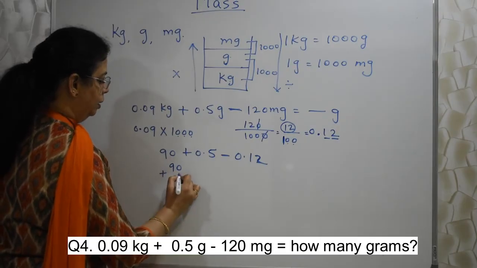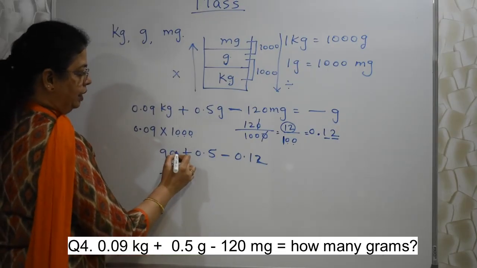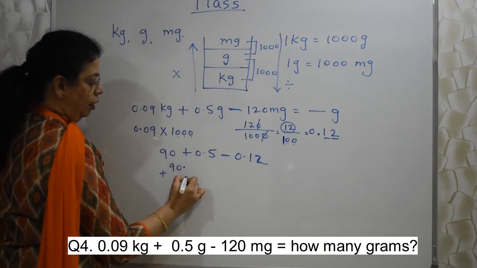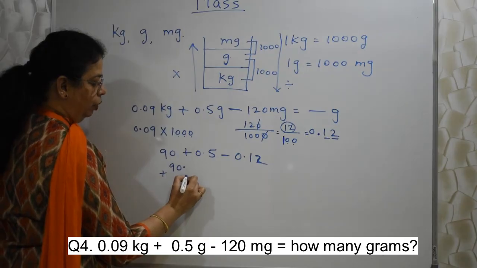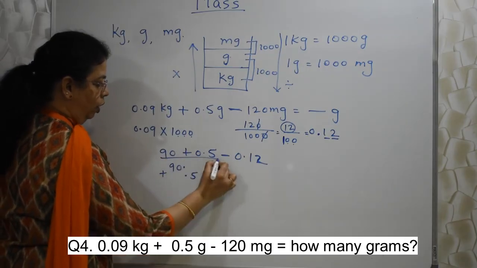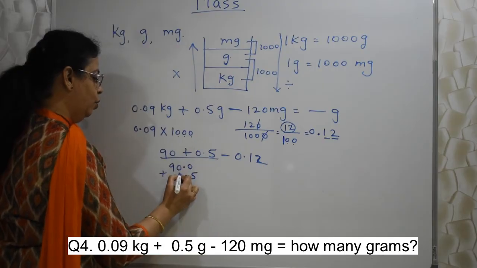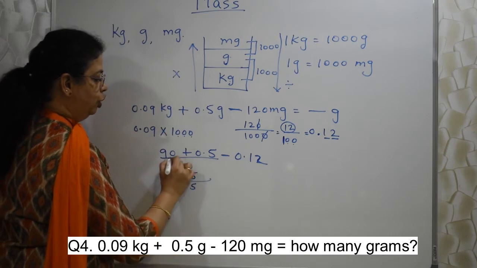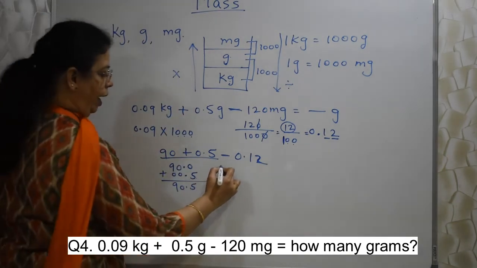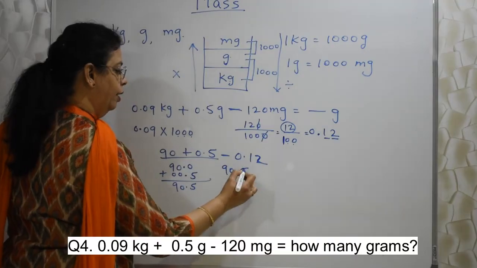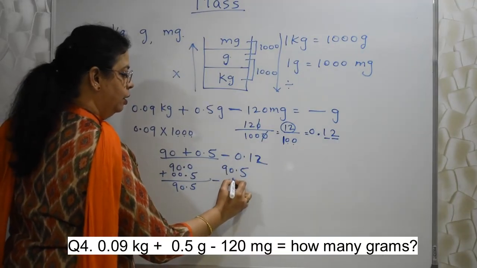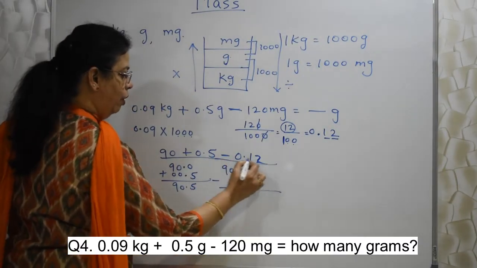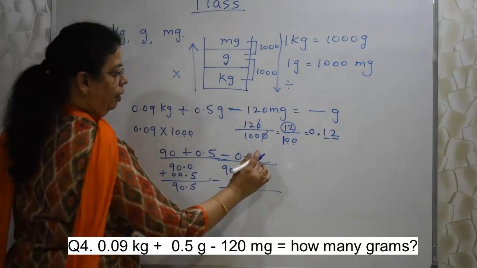90.0 plus 90 doesn't have any decimal, so it is here only, last. Okay, decimal under decimal. Remember that, student. 5. I am adding these 2. So I can write here 0. I can write here 0, 0. It is 90.5. So addition of these 2 is 90.5. So 90.5, I need to subtract 0.12. I need to subtract this, no? Now I am doing this. Okay.